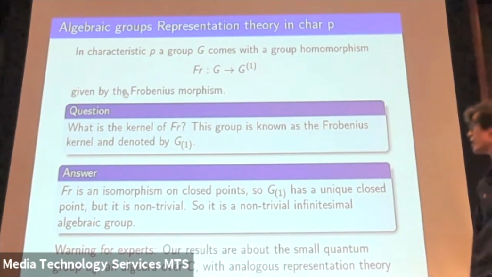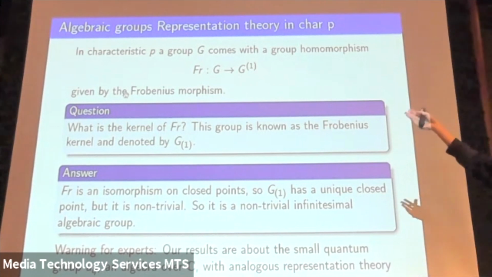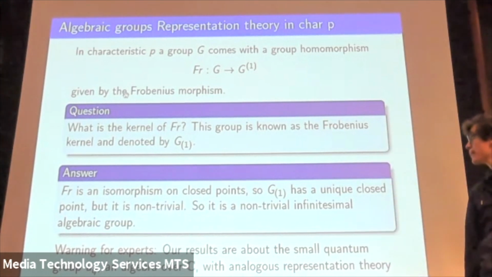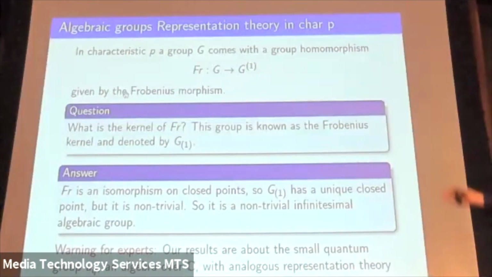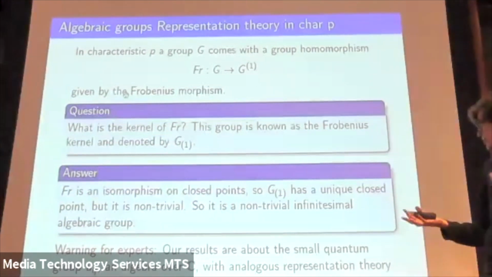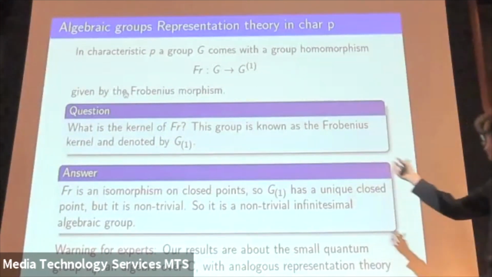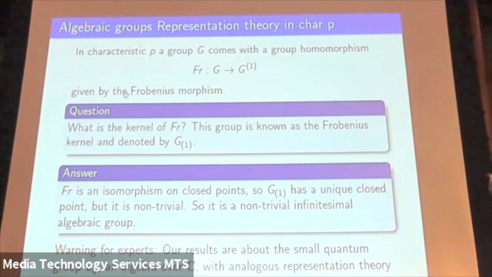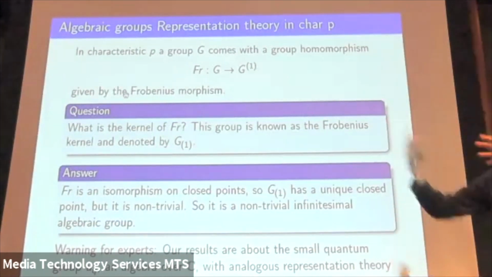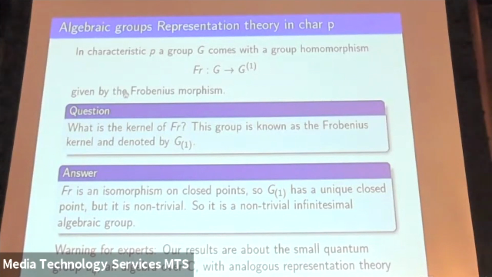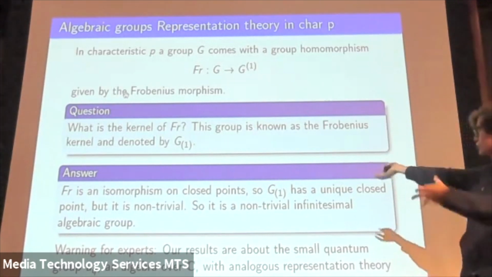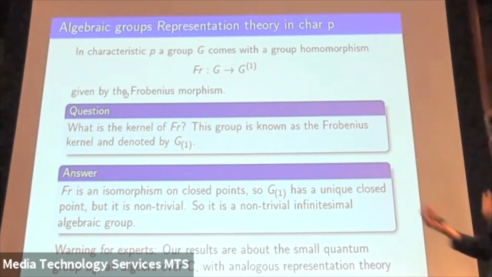But taking pth roots is not an algebraic map. It's not given by polynomials. So the Frobenius map is not an isomorphism of groups. So it has some kernel, which has a unique point, but somehow it has some non-trivial infinitesimal information. It's a non-reduced scheme, an algebraic group scheme, which in some sense captures the infinitesimal information of the group. The thing that we were trying to do before with the tangent space in characteristic 0, the only thing that it captures is this Frobenius kernel. It's like a first approximation.